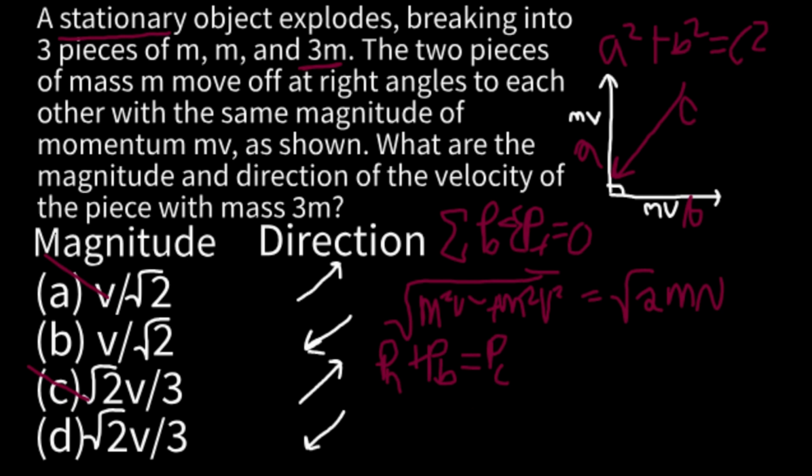So that means that our square root of 2mv, because that's what we just summed, A and B, is going to be equal to the mass of our third piece, 3m, times its velocity. So we can cancel our m's and see that our velocity of 3m is going to equal the square root of 2v divided by 3. Option D.